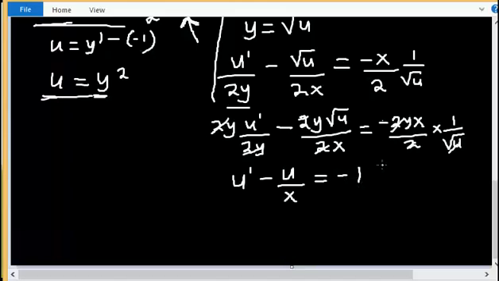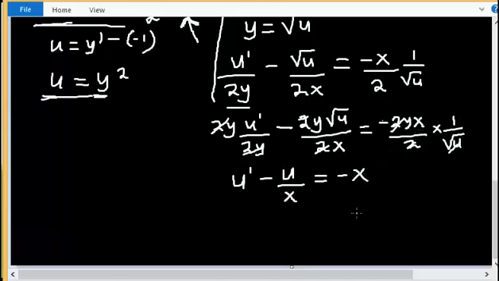Of course, you know what I did here. Minus 2, 2 cancels 2. Y is already the square root of u, not minus 1, this x. Square root of u divided by square root of u, that's 1. So I'm left with just 1x. So please, pardon, that's going to be minus x.